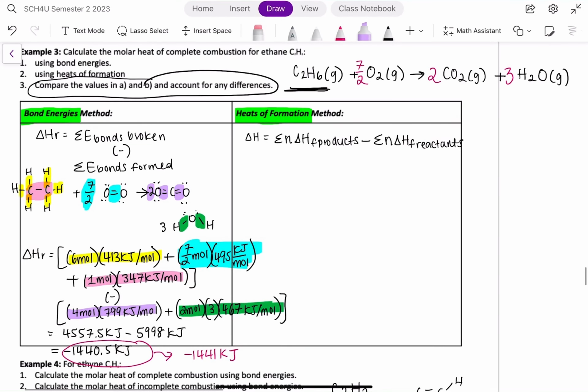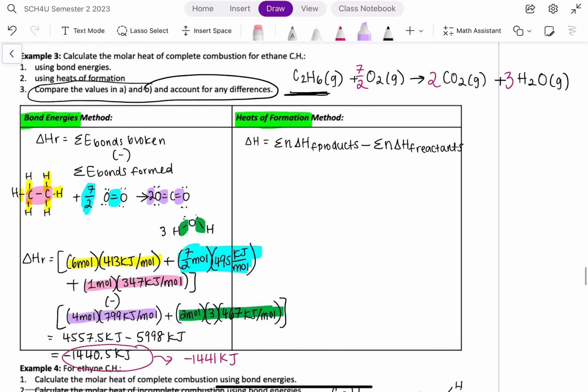The second method is using the standard enthalpy of formation, and I've written out the equation below. One thing I wanted to note is the question is asking for the molar heat for the complete combustion of ethane. So that's why fractions were used, because we are specifically looking for the delta H for the combustion of 1 mole of ethane.